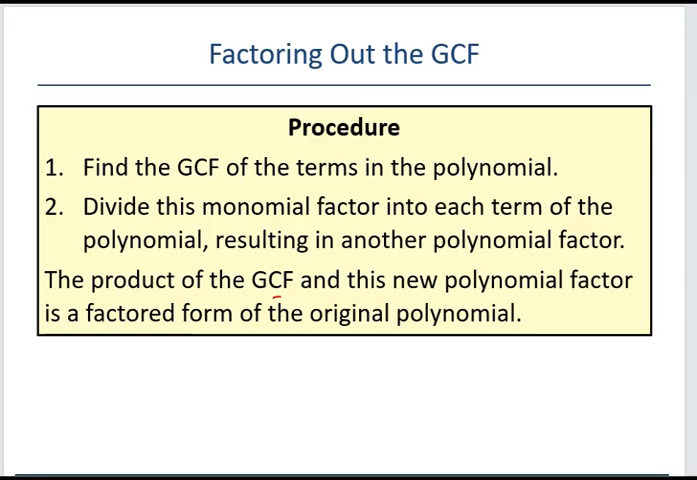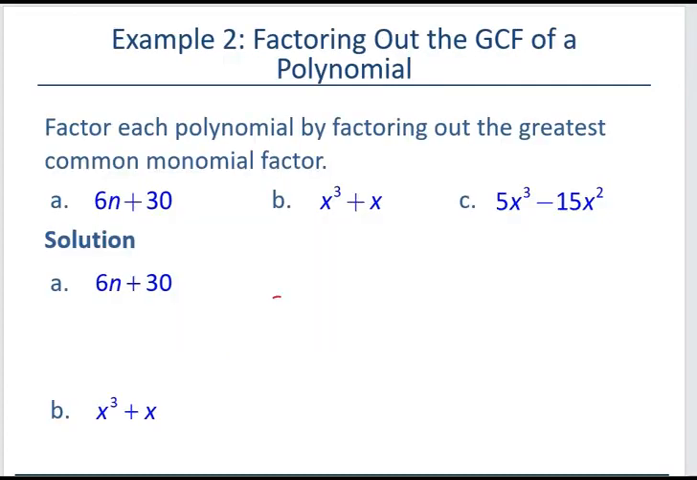So finally, factoring out the GCF. Find the GCF, which is what we just did, of the terms in the polynomial. Divide this monomial factor into each term of the polynomial, resulting in another polynomial factor. The product of the GCF and this new polynomial factor is a factored form of the original polynomial. What do they mean by this? Okay, let's do some examples.